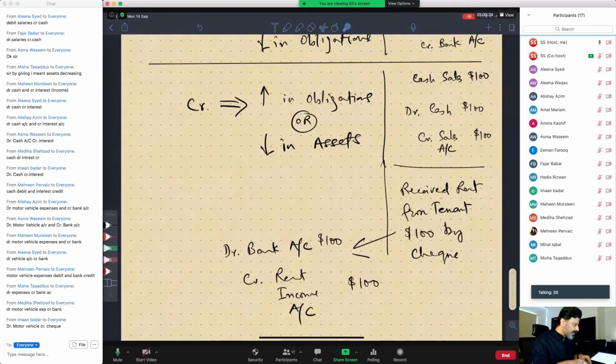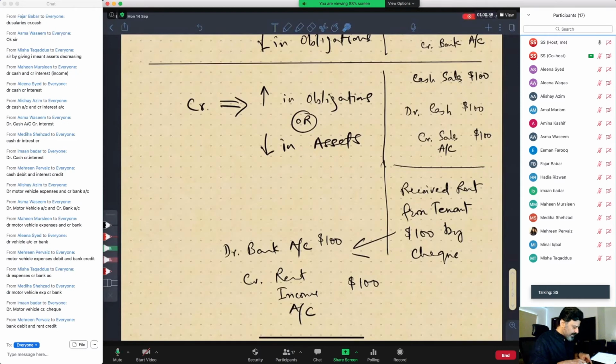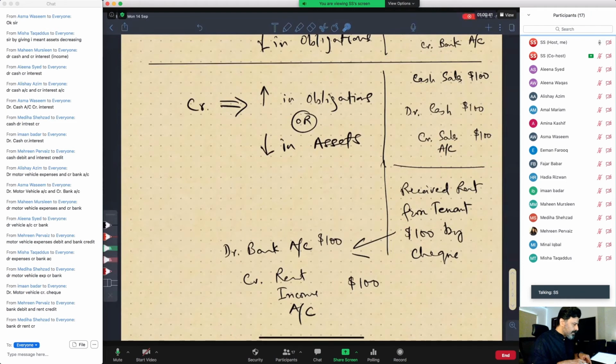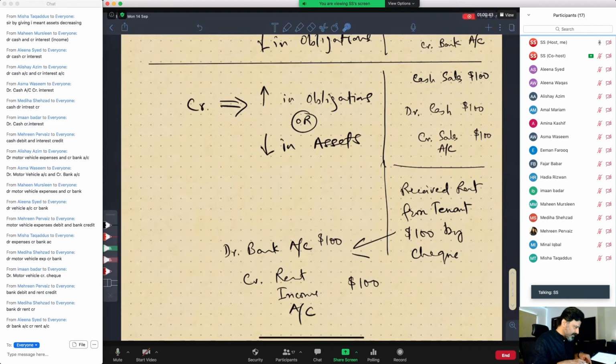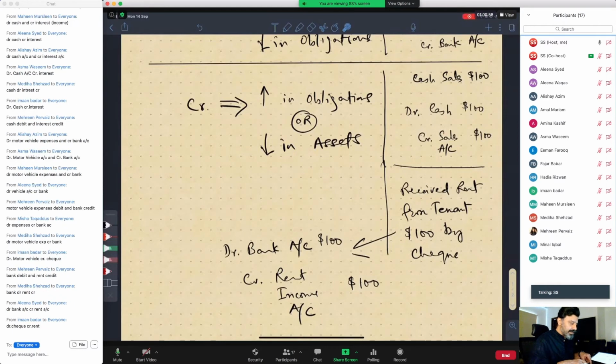Received rent by check, that is our next transaction. Excellent, Iman, everyone, very good. The next transaction is we are receiving rent by check. So bank account has to be debited as correctly identified by Mehreen and Madiha and Alina. Very good. Bank account is going to be debited because bank asset is increasing, and rent income account is going to be credited. So rent income is increasing. That means your profits are increasing. So profit is an obligation. That settles the problem.